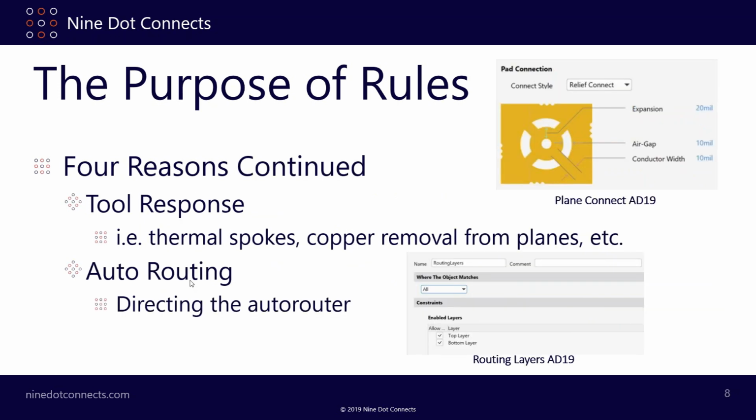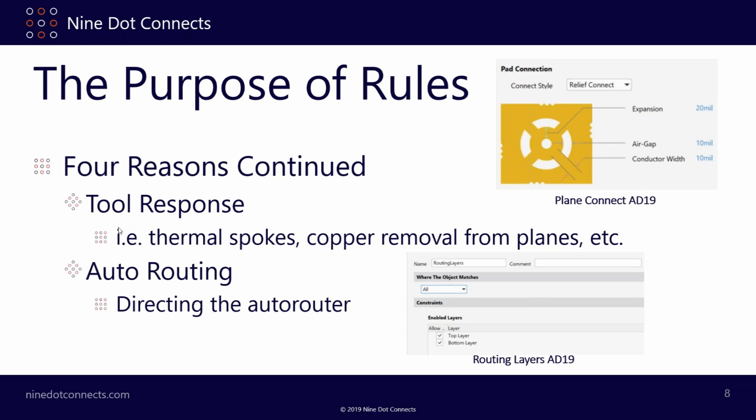The third reason is what I'll call tool response. And a lot of times you look at the rule and say, why would I need that? And you're right, you probably don't need it, and you'll always pass it. However, a lot of times the tool needs some guidance as to how it's going to respond. A great example of that is going to be a polygon pour.